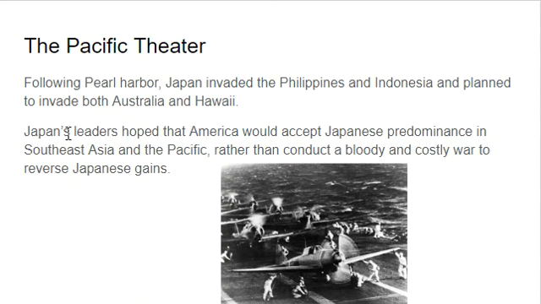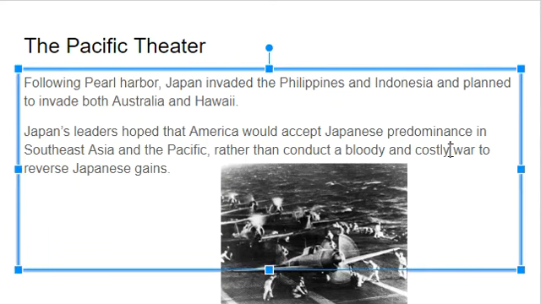And following Pearl Harbor, Japan invaded the Philippines and Indonesia and planned to invade both Australia and Hawaii. And Japan's leaders hoped that America would accept Japanese predominance in Southeast Asia and the Pacific rather than conduct a bloody and costly war to reverse Japanese gains. So Japan, once again, knew they couldn't defeat the United States, but they were hoping the United States wouldn't fight because it is going to be very, very costly to fight.